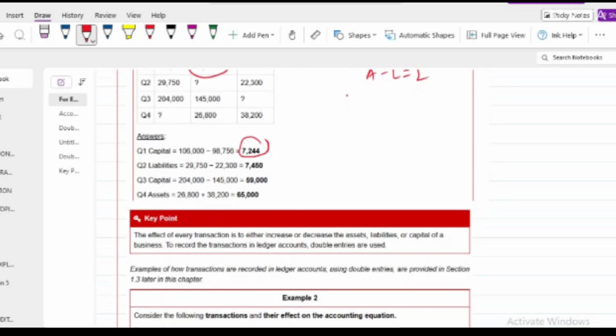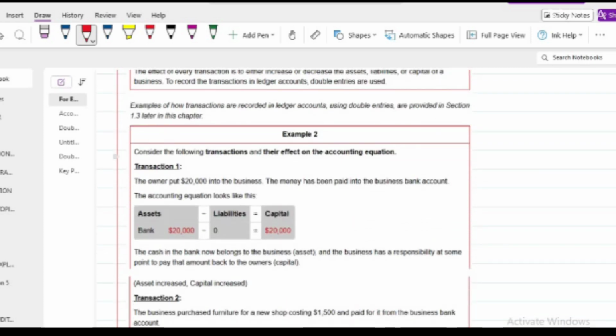We have another example of how transactions are recorded in the ledger account using double entries, provided in section 1.38 later in the chapter. Now consider the transactions and their effect on the accounting equation. So the owner put in 20,000, meaning injecting capital into the business. Now the money has been paid into the business bank account. What happened? It means that the owner has just injected the amount into the business.